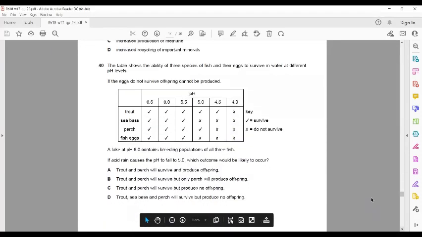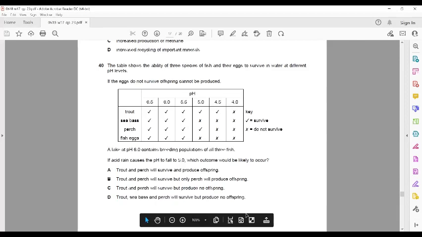The table shows the ability of three species of fish and their eggs to survive in water at different pH levels. If the eggs do not survive, offspring cannot be produced. A lake at pH 6 contains a breeding population of all three fish. If acid causes the pH to fall below 5, which outcome would be likely to occur? Okay, C is the answer. The trout and perch will survive, but produce no offspring.